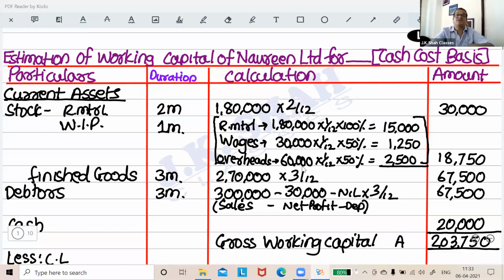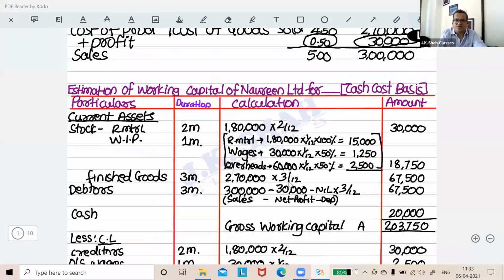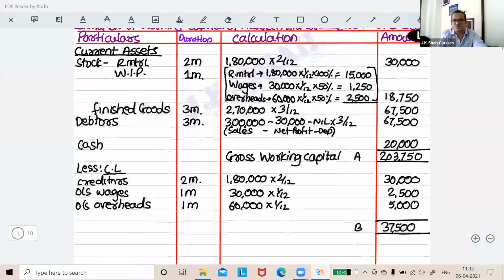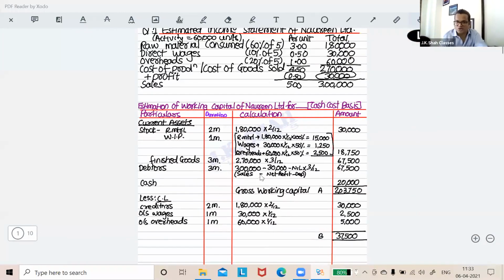The annual overheads are 60,000. One month would be WIP. So how much? One month will come to 5,000. But then you just bring half of it, 2,500. So roughly 18,750 is kept aside for paying WIP expenses. That is done. Then finished goods are calculated on what? Cost of production, or cost of goods sold. That itself will again become cash cost, because I have no depreciation to subtract. Debtors, as usual, I write in detail: sales minus net profit minus depreciation. Then cash, and then the current liabilities.